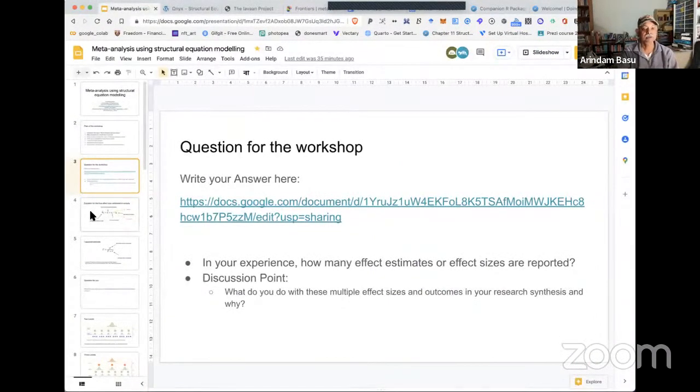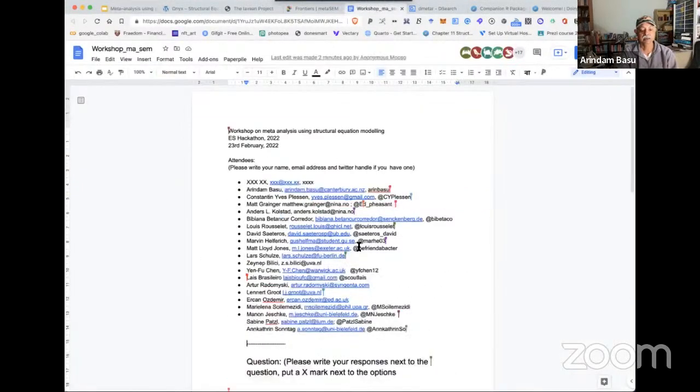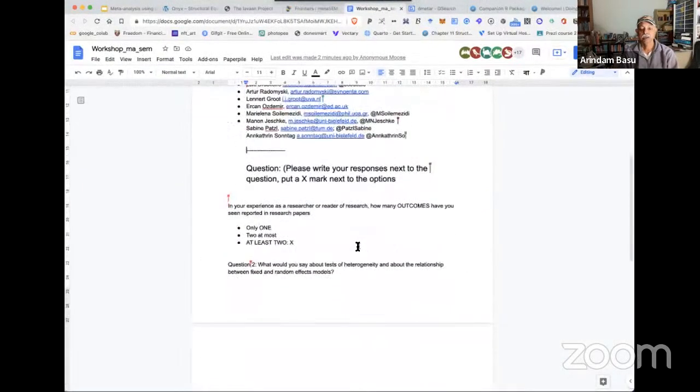So the first question that I have for you is coming up now in your Google Docs document. It says: as a researcher or as a reader of research and meta-analysis, how many outcomes have you seen reported in research papers? Only one, two at most, at least two. If you can put a cross mark next to the options, that would be really useful, and then we can launch into some discussions.